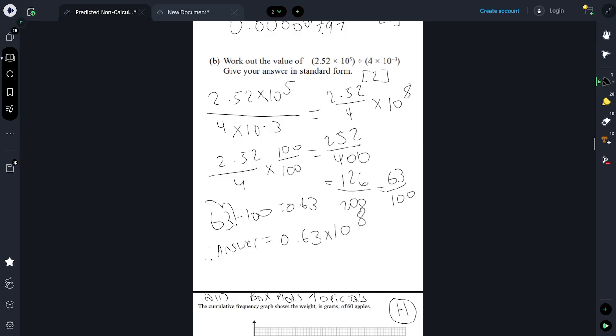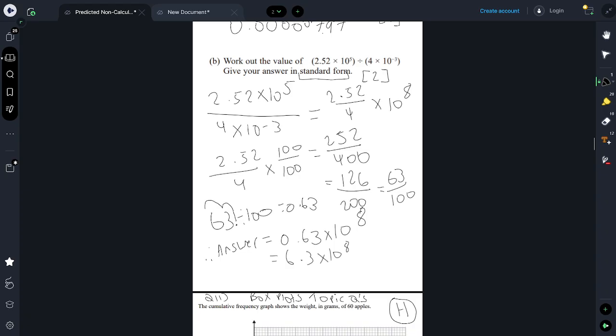However, it says to give the answer in standard form. Standard form is a number like this, a times 10 to the power n. Now, a has to be between 1 and 10, so 1 to 9. For example, 3 times 10 to the 6 is standard form, but 0.3 times 10 to the 6 isn't because the front number is not between 1 and 10. Okay, so how do we get to the number? We're going to need to move the point to make 6.3, aren't we? Times 10 to the 7.